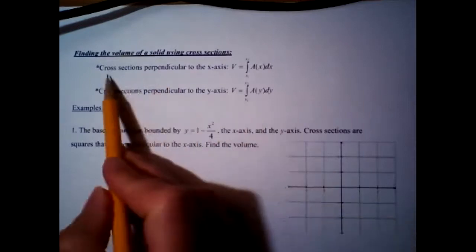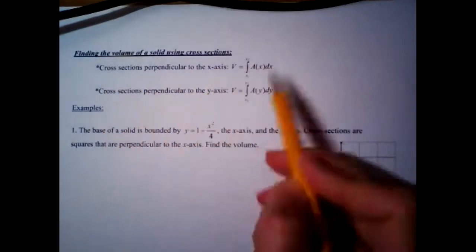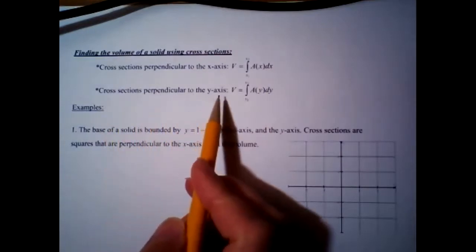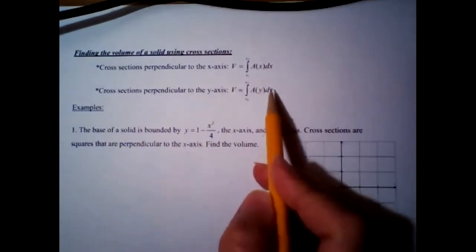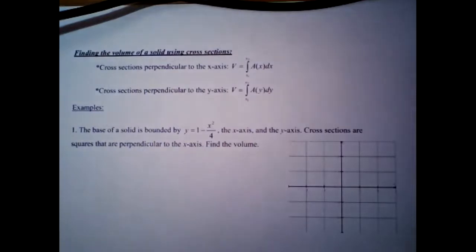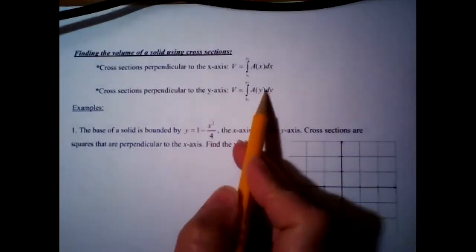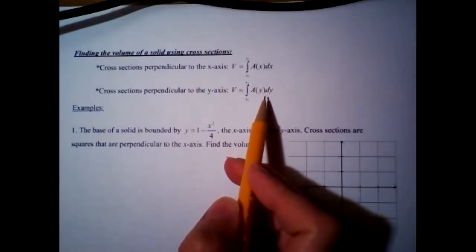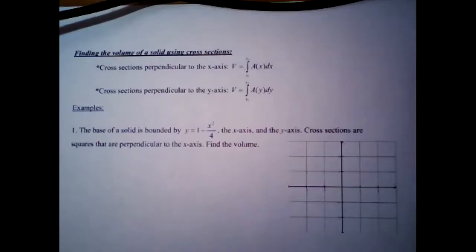If it says cross sections are perpendicular to the x-axis, it's dx. If it says cross sections are perpendicular to the y-axis, then it's dy. That's the one nice thing about them, you don't have to wonder. The problem is just going to come out and tell you. And remember, as soon as you realize it's dy, you have to rearrange the equations so that they are x equals. The whole thing is going to have to be backwards.